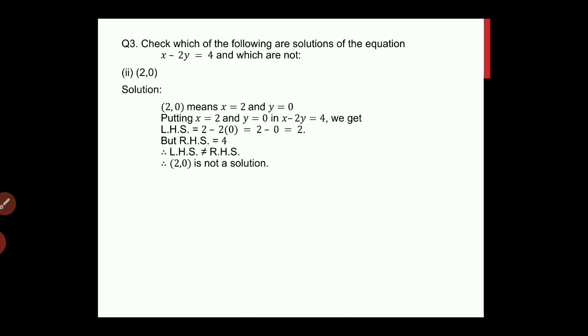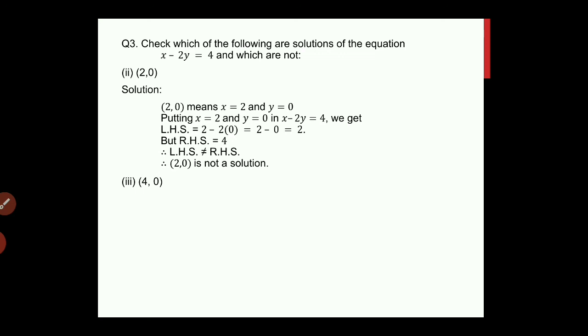So (2, 0) means x is equal to 2 and y is equal to 0. Putting x is equal to 2 and y is equal to 0 in x minus 2y is equal to 4, we get LHS as 2 minus 2 into 0, which is equal to 2 minus 0, which is equal to 2. But our RHS is 4. Here we can clearly see that LHS is not equal to RHS. Therefore, (2, 0) is not a solution of x minus 2y is equal to 4.